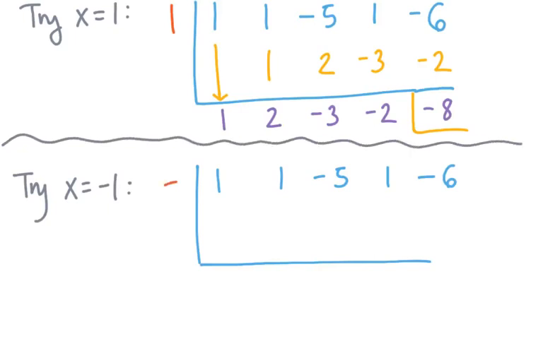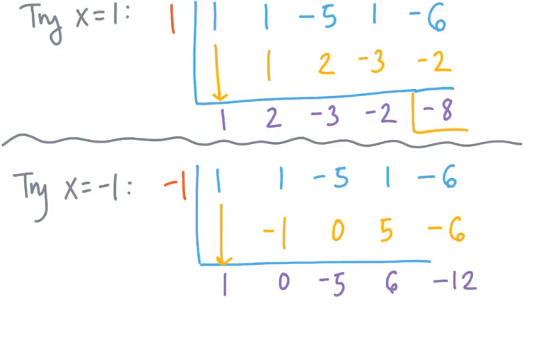Now we're dividing by -1. So drop, multiply, add, multiply, add, multiply, add, multiply. Oh, so close. Bummer. So if the sign had been different, we would have been in business, but it looks like here we're getting a remainder of negative 12, which again is not 0.